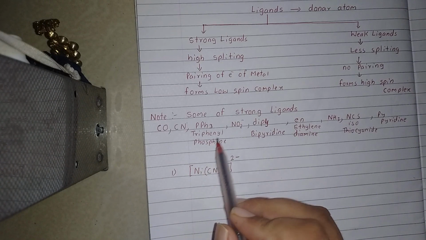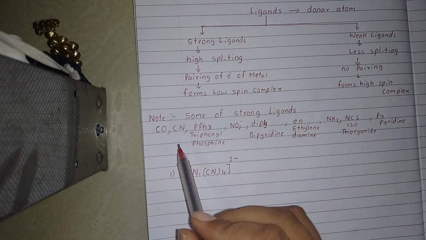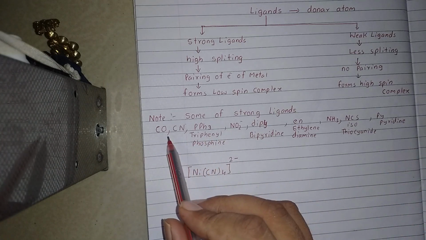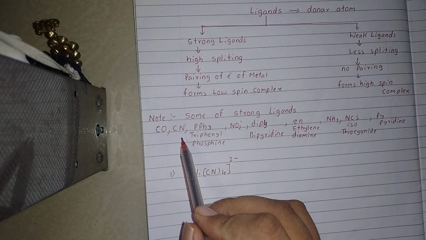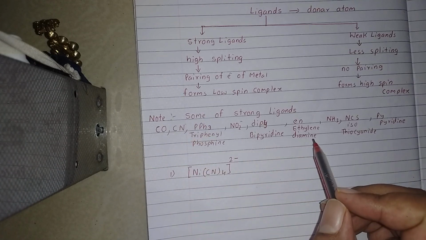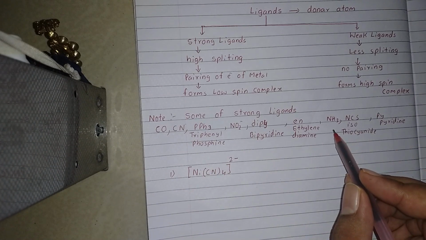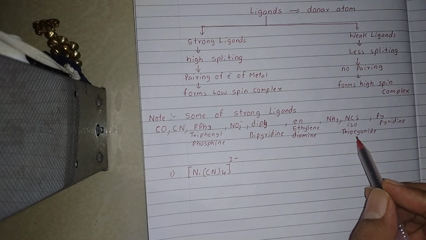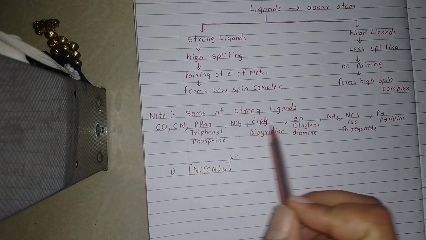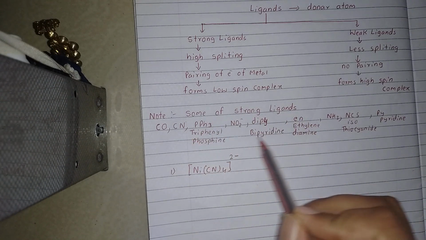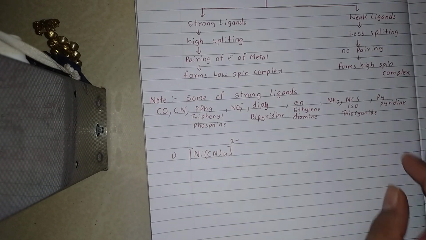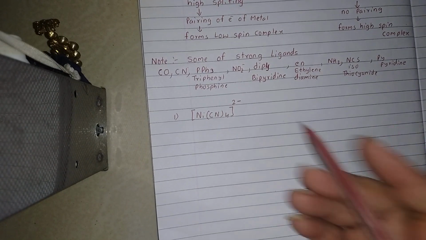These are some of the strong ligands. You only have to remember the strong ligands; the remaining ones are weak ligands. Strong ligands are carbonyl, cyano, triphenyl phosphine, nitro, bipyridine, ethylenediamine, ammonia, isothiocyanate, pyridine and EDTA. So you just have to remember these strong ligands. Except these, the others are weak ligands. Let's start with an example.